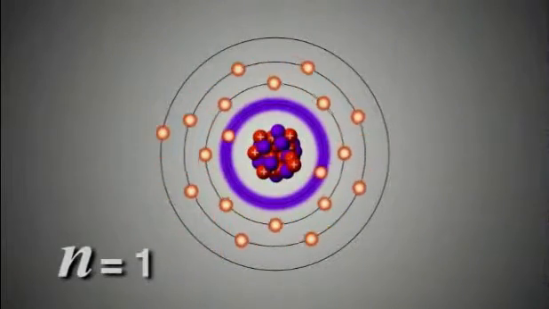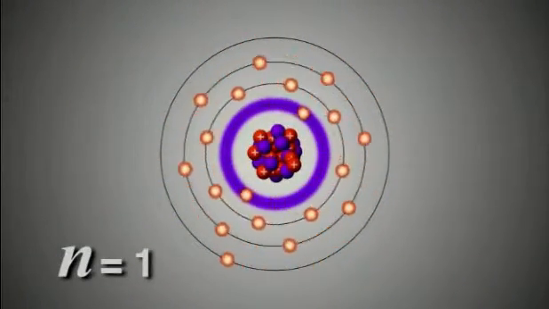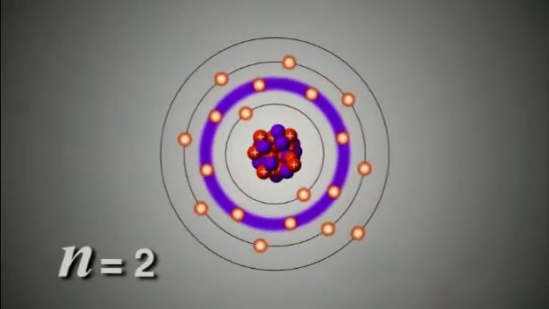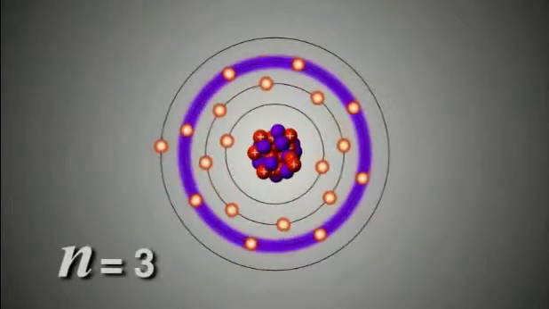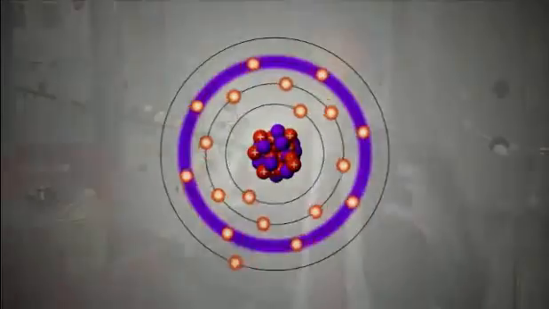When n equals 1, that's the innermost and least energetic shell of an atom. When n equals 2, it's a little farther away from the center of the atom, and when n equals 3, farther still. And not only is the distance increasing, but so is the energy of each of those levels. So as an atom gets bigger, its electrons contain more energy. That's the principal quantum number.